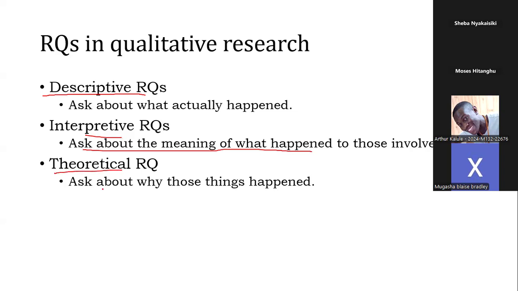It can go theoretical in asking what are those things that will happen when this thing happens. That is when it can go theoretical. It's possible for us to go theoretical. So our research can be either descriptive or theoretical, but rarely interpretive, as ICT students.